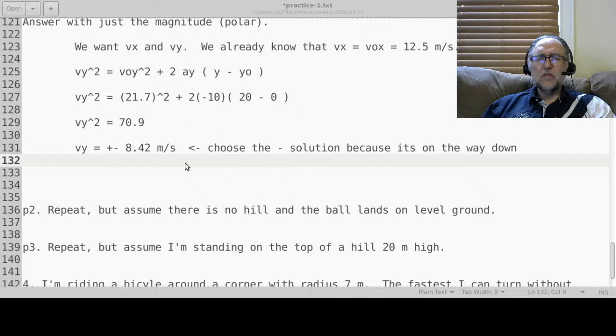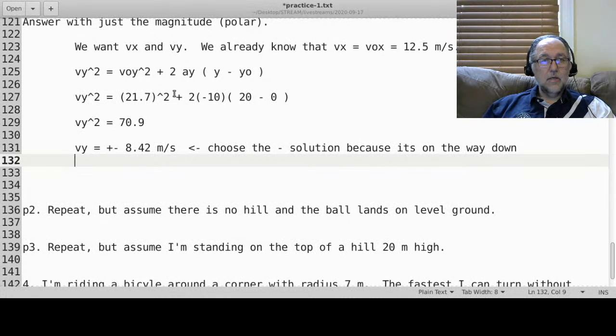If you forget, and you just do this on your calculator, take 70.9 and take the square root, the calculator is not going to give you the negative solution. It just gives you 8.42. And if you forget that there's a negative solution, you might just use the positive solution blindly, and then you get the wrong direction. So just keep that in mind. Whenever you have something squared equal to a positive number, there are two solutions, the positive and the negative. So there it is on the way down.